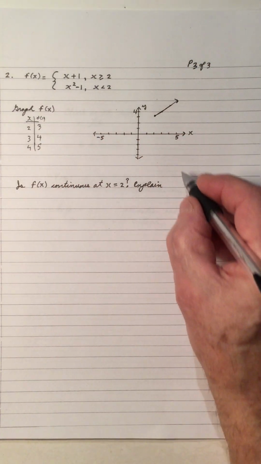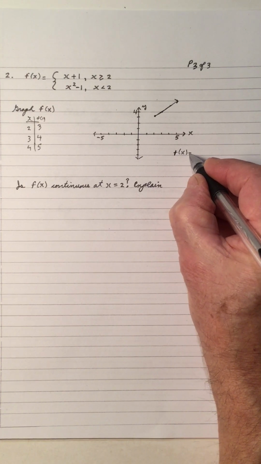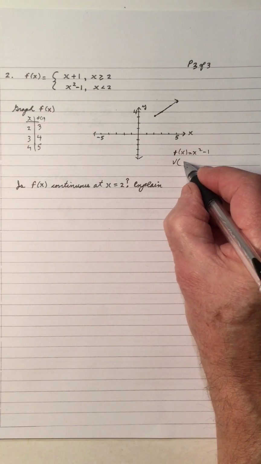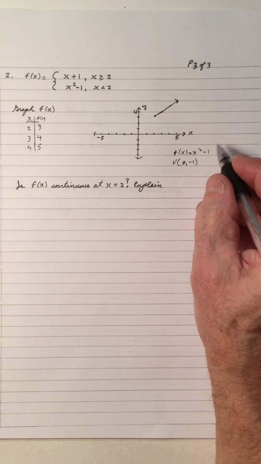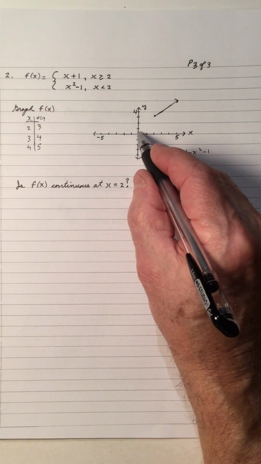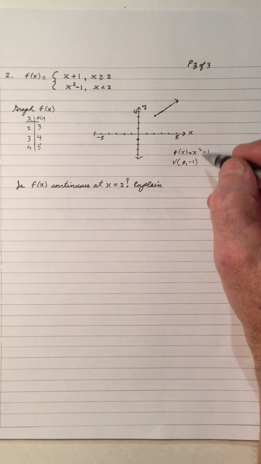Now let's look at the parabola right here. So we have f of x equals x squared minus 1. We said the vertex of the parabola, x is 0, y is -1, and it opens upward. So the vertex is x is 0, y is -1. There's the vertex right there, and it opens upward.